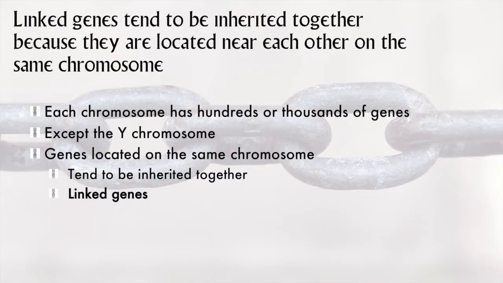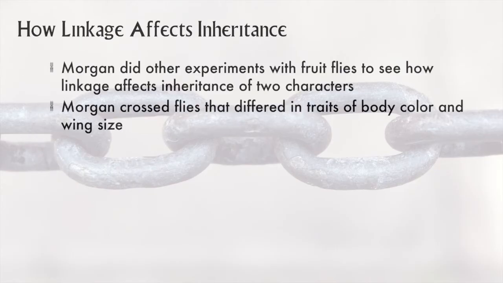The Y chromosome is an odd bit of DNA in that it encodes very few genes. All other chromosomes encode many, many genes. As such, genes that are on the same physical chromosome tend to be inherited together, and we call them linked genes. After his initial success with the eye color mutants, Morgan produced many, many more mutant flies.